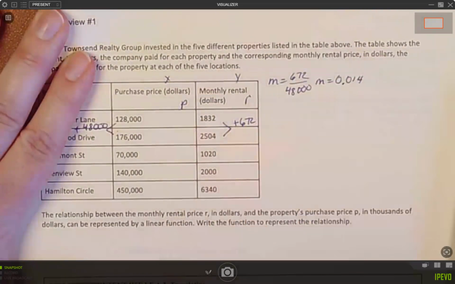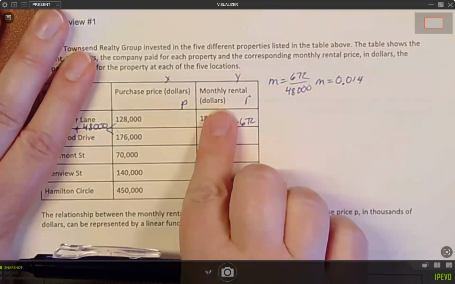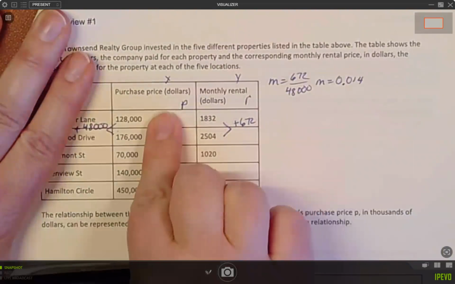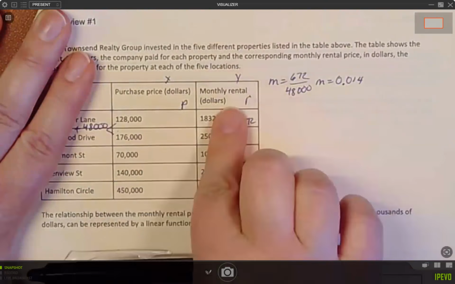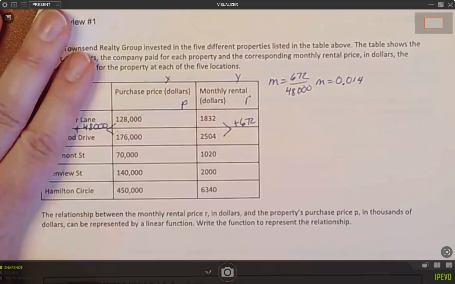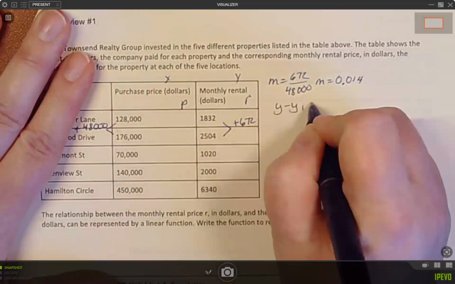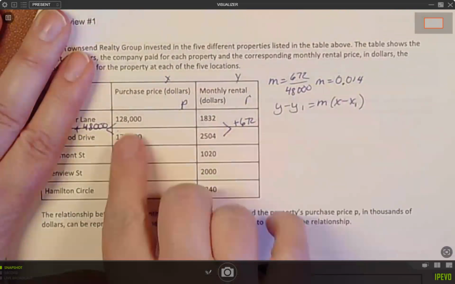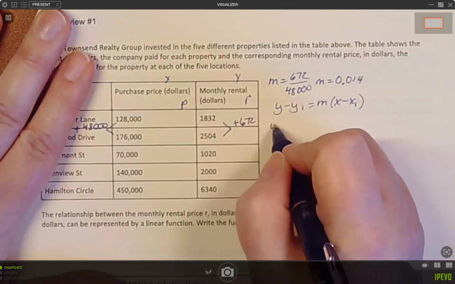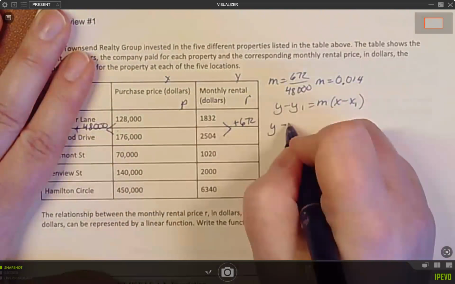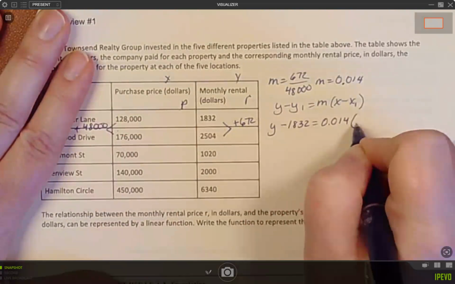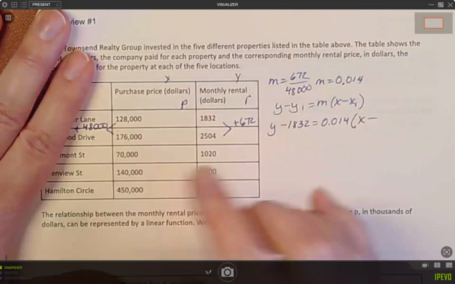Okay, so the change in monthly rental price per purchase dollar. So for every dollar that our purchase price went up, that's just the ratio, the monthly price to the purchase price. Okay, so then we can go ahead and write our equation using point slope form. We'll use our slope and we'll use one of our points. We'll just use the smallest point. So y minus 1,832 equals m, which is 0.014 times the quantity x minus 128,000.